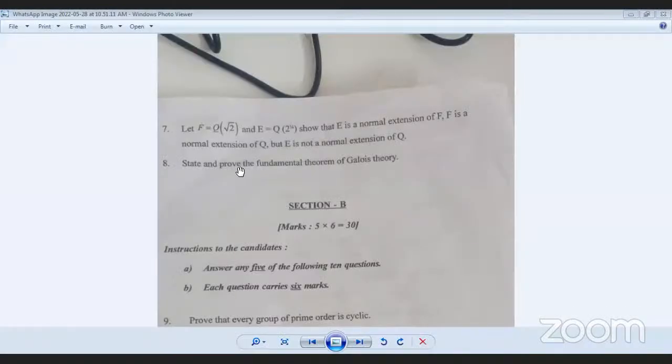Let Q be the rationals, E equal to Q(2^(1/4)), so that E is a normal extension of Q. Is it a normal extension? Q(root 2) is not a normal extension of Q. State and prove the fundamental theorem of Galois theory.